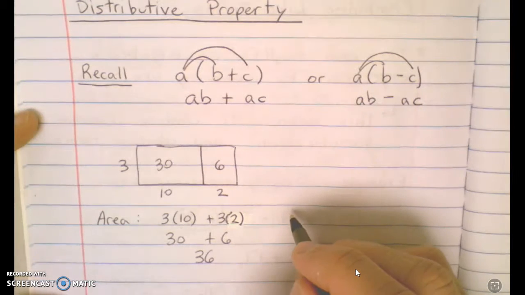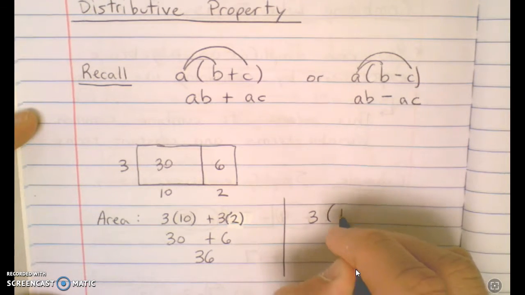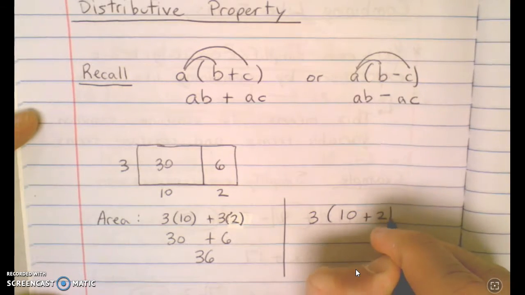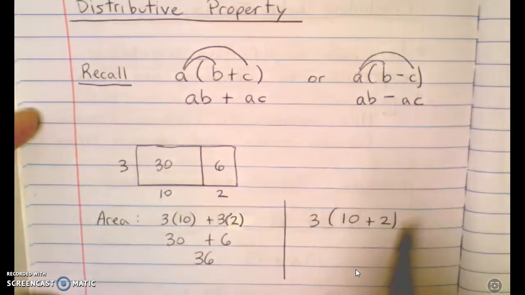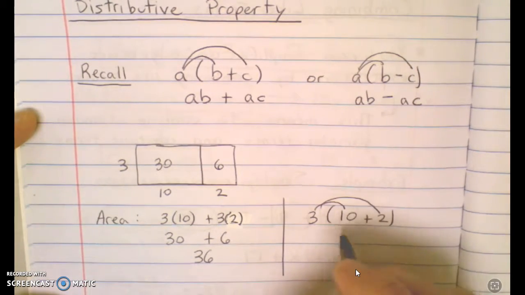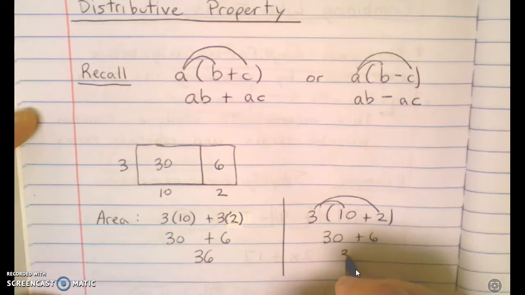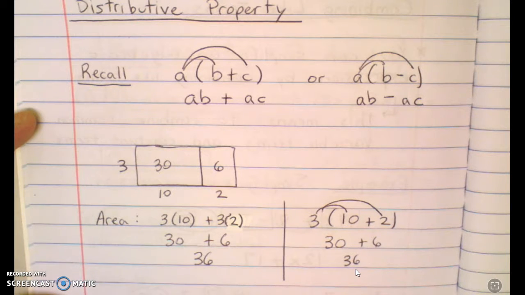We could have used the distributive property as well. In this case, it would have been 3 times 10 plus 2, because the side lengths here are 10 and 2. So when you distribute, you do 3 times 10 and then 3 times 2. So 3 times 10 is 30, 3 times 2 is 6, 36. So it's the same idea, just shown with a visual with a rectangle. So let's look at some examples.